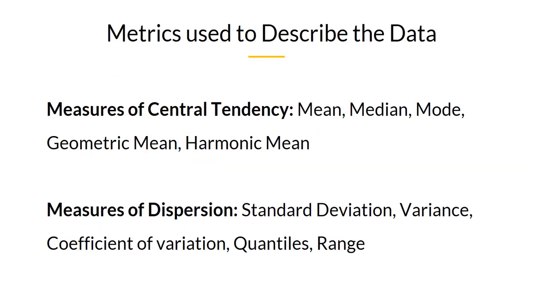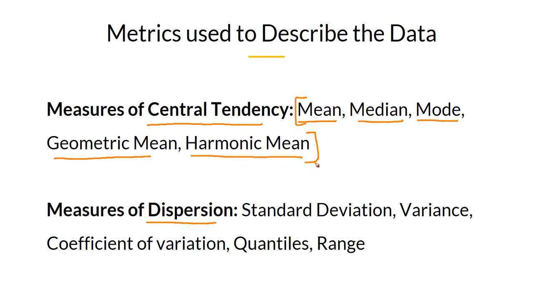Now coming to the measures of central tendency and measures of dispersion. These are the measures used to describe the data. Measures of central tendency are the mean, median, mode, geometric mean and harmonic mean. These are used to describe where the data is located. The location of the data itself can be described using these measures. Whereas measures of dispersion try to convey how the data is scattered, how the values vary from each other. For example, standard deviation, variance, coefficient of variation.